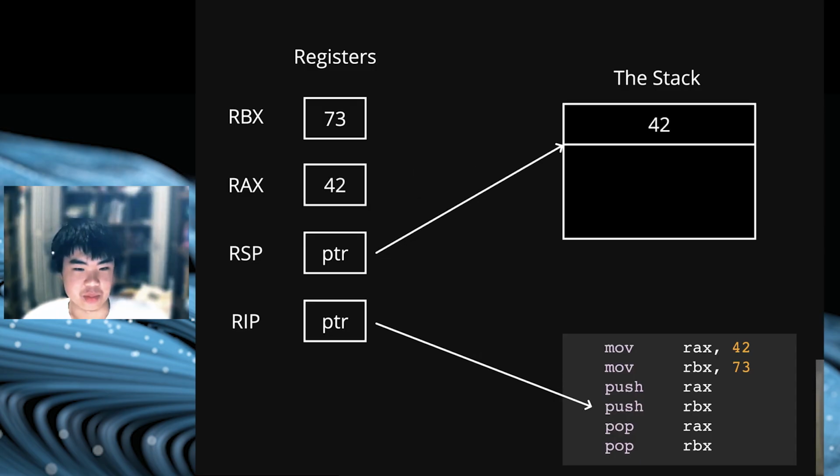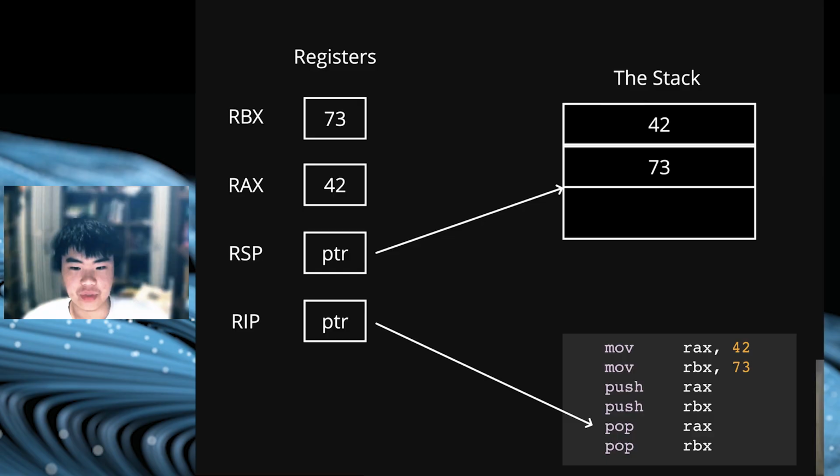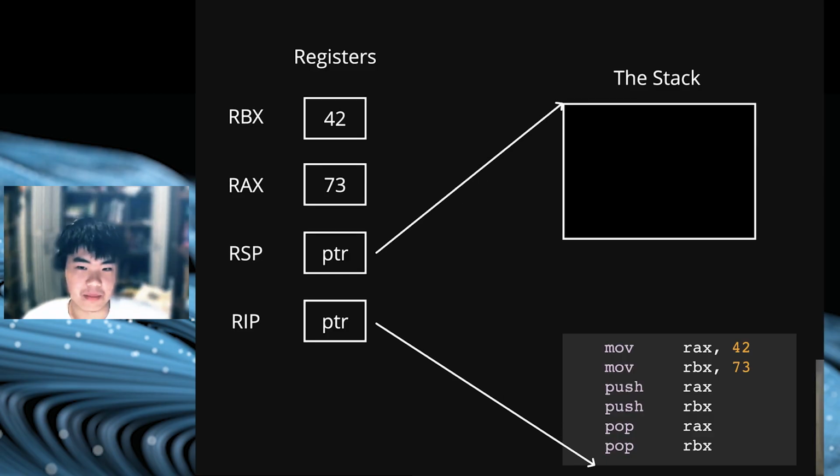So you see that RSP right now is pointing to the top of the stack, and then RIP is always pointing to the next line of instructions that's going to be executed. And then we push the value of RBX to the stack, and then we pop those in opposite order. So as you can see, the values of both of them actually have been switched.